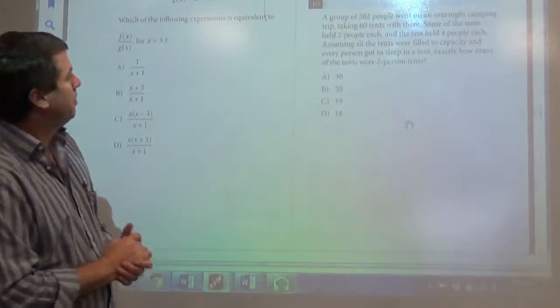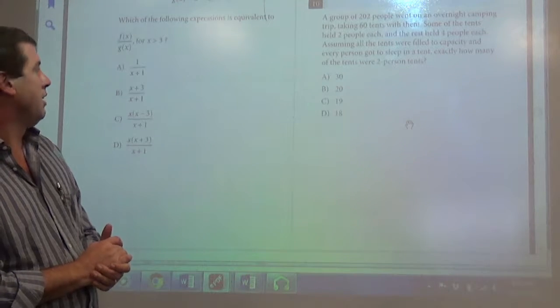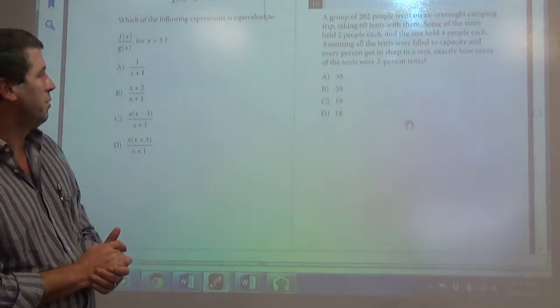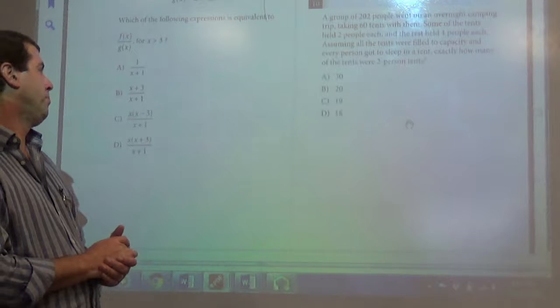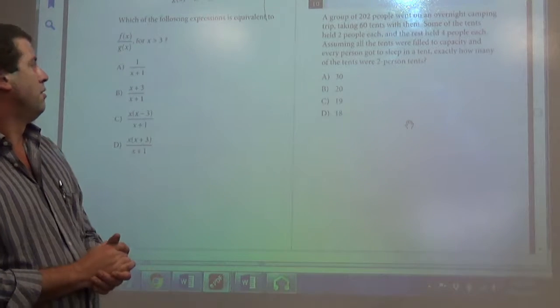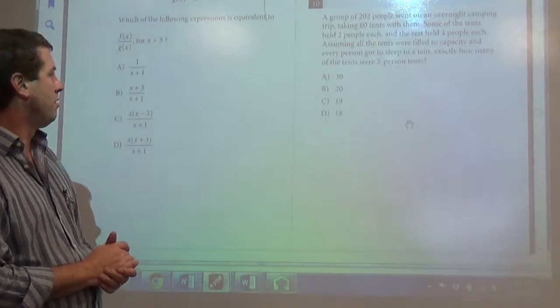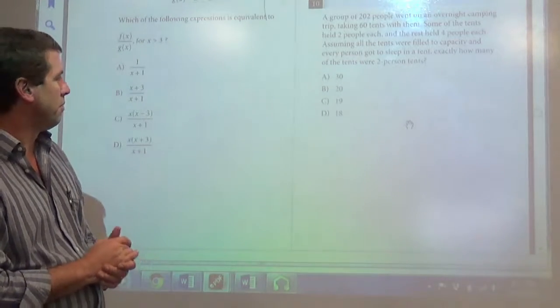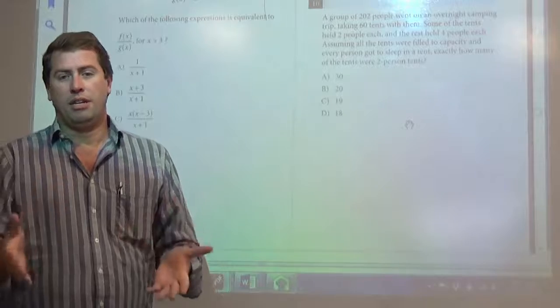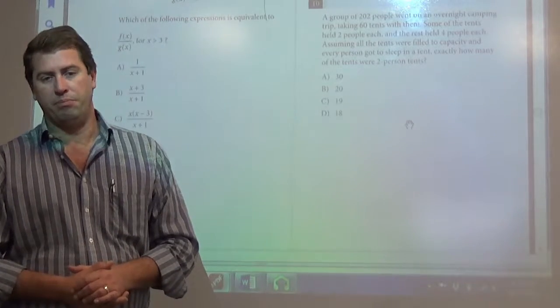A group of 202 people went on an overnight camping trip, taking 60 tents with them. Some of the tents held 2 people and the rest held 4 people. Assuming all the tents were filled to capacity and every person got to sleep in a tent, exactly how many of the tents were 2-person tents? It's a system of equations problem.